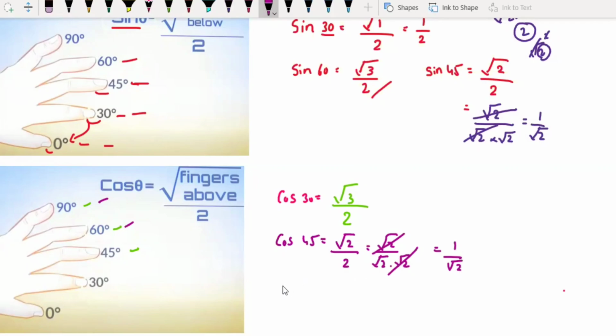Let us go with cos 90. Now there is no finger above 90, right? Above cos 90 there is no finger at all. So what do we have to do now?